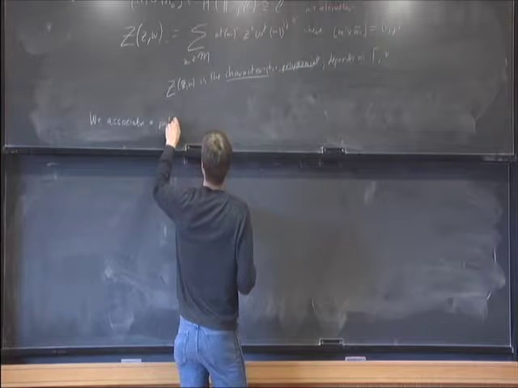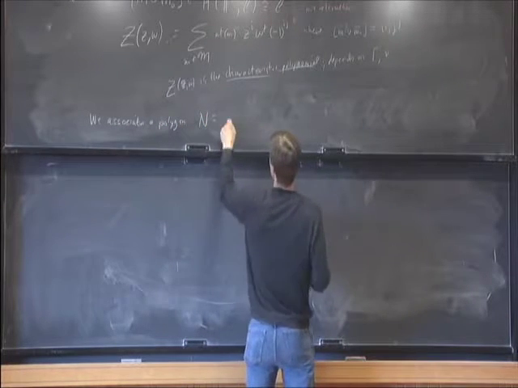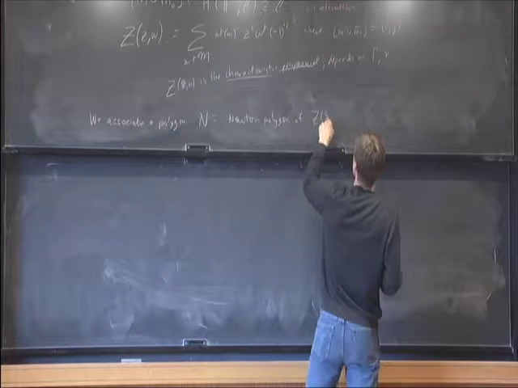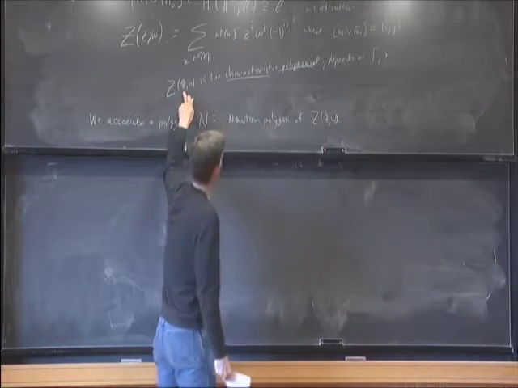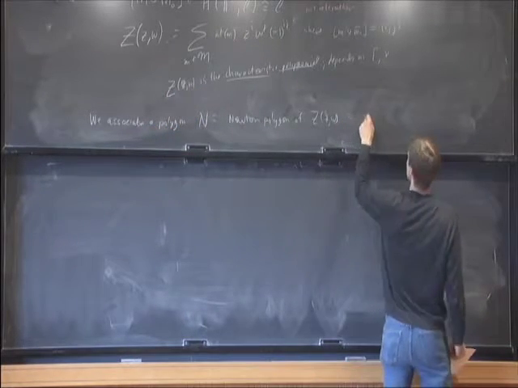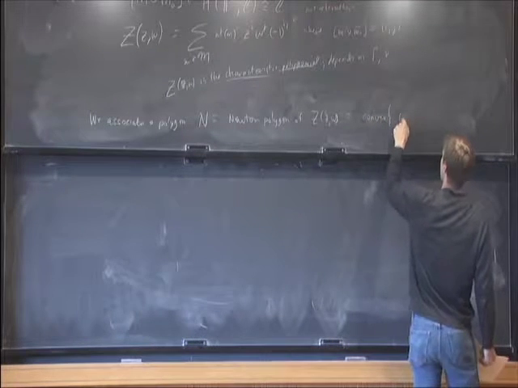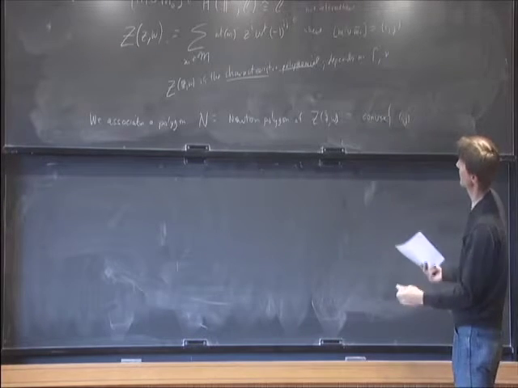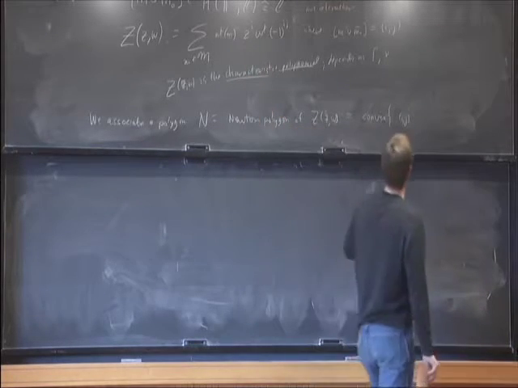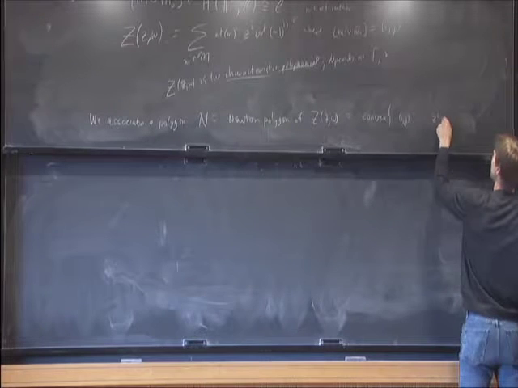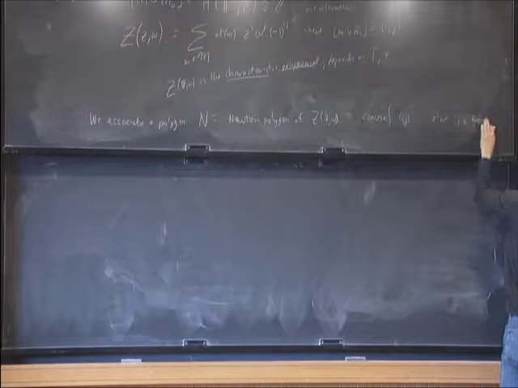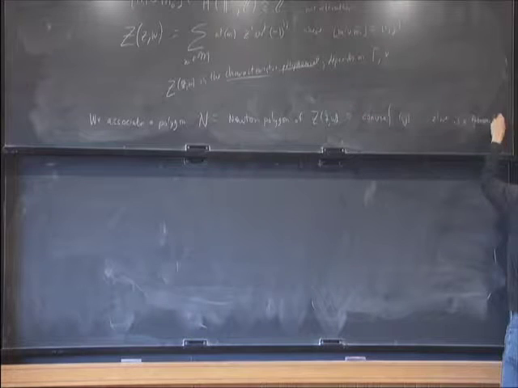So we associate a polygon N, which is the Newton polygon of Z. This is a polynomial. It's really a Laurent polynomial because some of the exponents could be negative. So this is the convex hull of the set of ij, which are homology classes of dimer covers. So the ij which occur in this sum, ij where z to the i w to the j is a monomial term in Z.